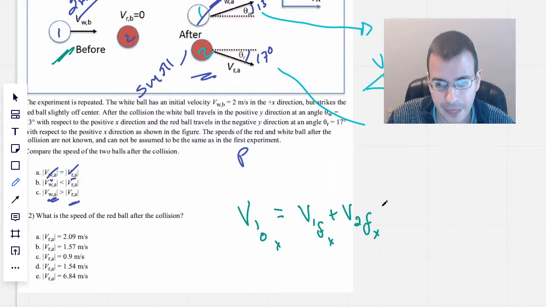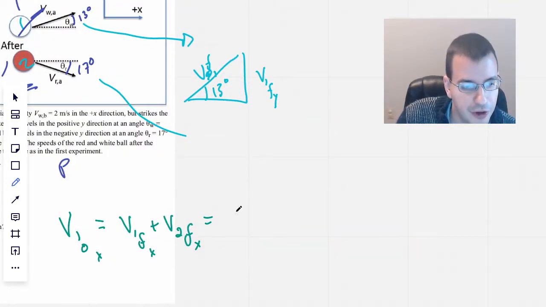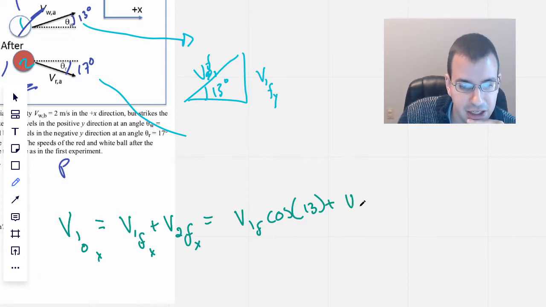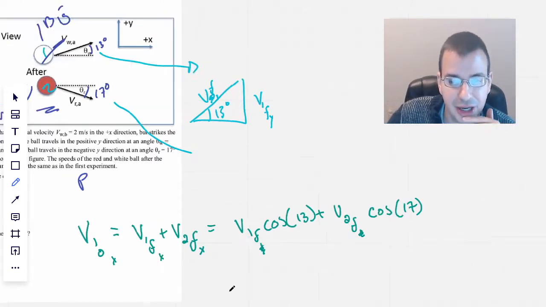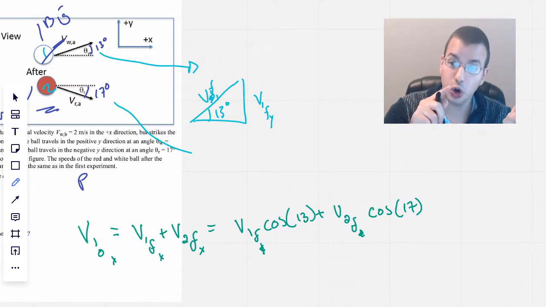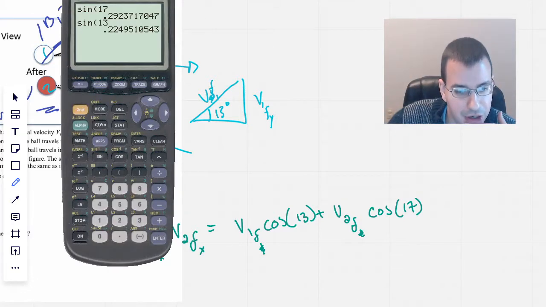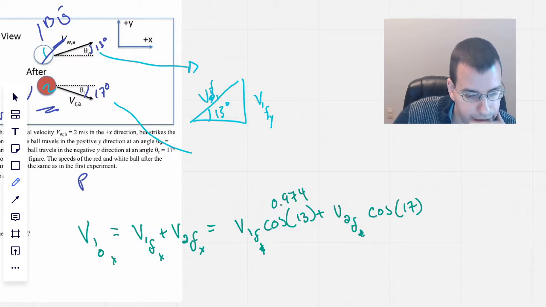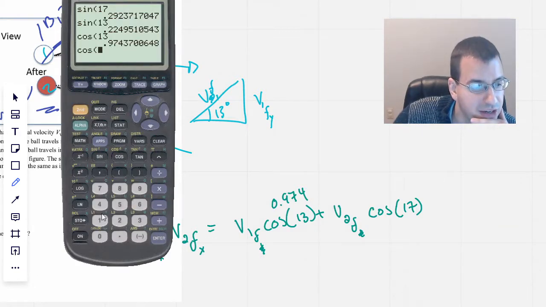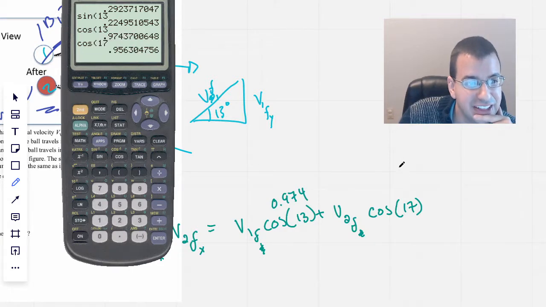And we can rewrite this V1 and V2 using cosine. So this is V1 final cosine of 13 degrees plus V2 final, in the x direction, no, just overall, times the cosine of 17 degrees. Before we used sine because we're dealing with y. Now we're using cosine because we're dealing with x. And I'm going to get those numbers up real quick. So cosine of 13 is 0.974. Cosine of 17 is 0.956.